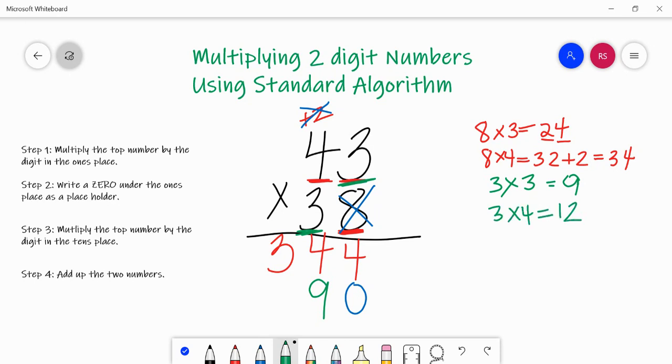So because I have nowhere else to carry a digit to, or I don't have any other numbers to multiply, I can just go ahead and bring down that 12. Just be careful as to where you're putting it. Okay, we need to make sure that we line up our place values. So we actually have a thousands place here.